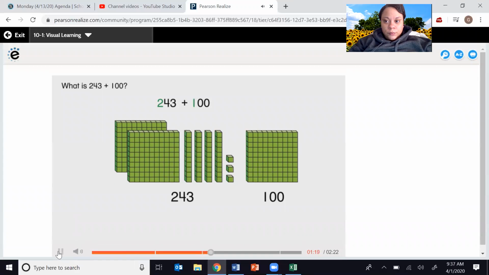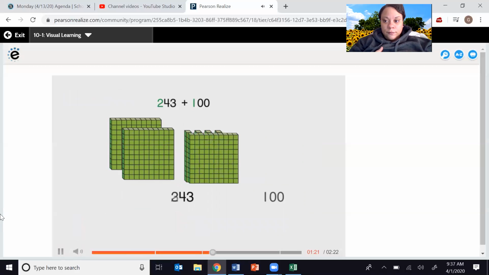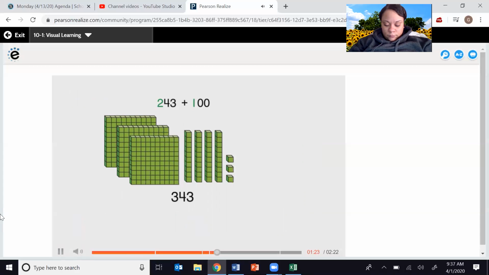243 plus 100. So what is the answer? Okay, we said 100 and there's 200. We had to add those, right? So the only place value that should be changing is the hundreds place, because there's a 0 here and a 0 here. So your 10s and 1s are going to stay the same. If you said 343, you're correct. 243 plus 100 equals 343.